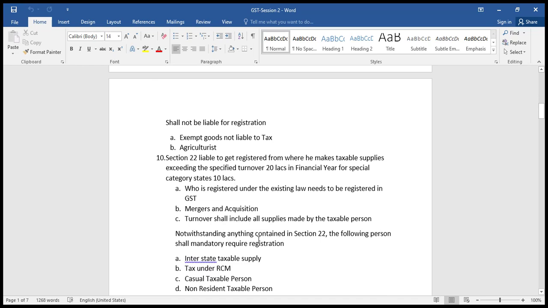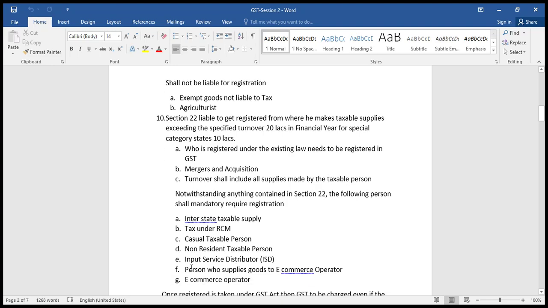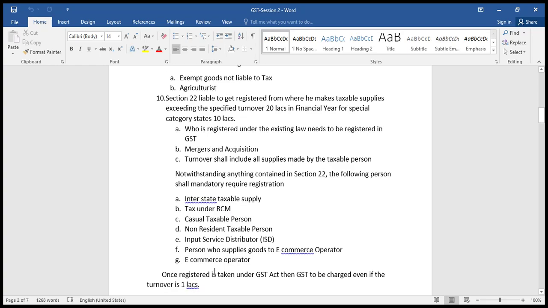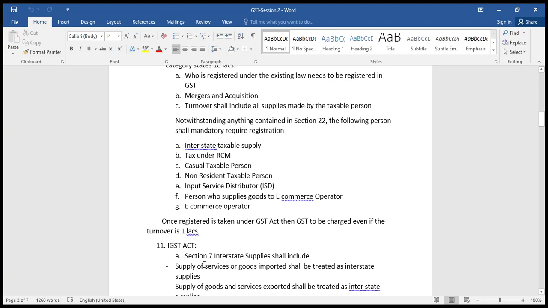Notwithstanding anything contained in Section 22, the following persons shall mandatorily require registration: interstate supply, taxable supply, tax under RCM, casual taxable person, non-resident taxable person, input service distributor, person who supplies goods through an e-commerce operator, and the e-commerce operator. Once registered under the GST Act, GST is to be charged even if the turnover is 1 lakh in the subsequent years.